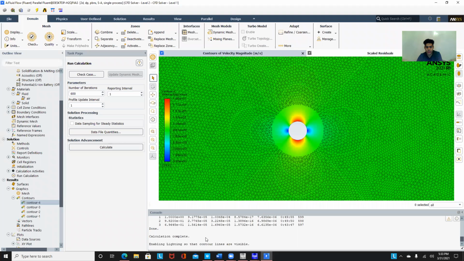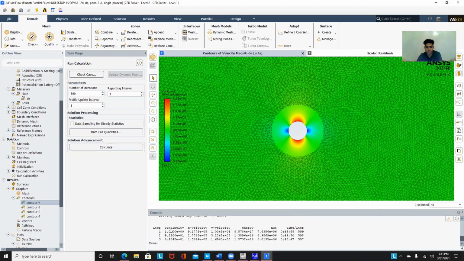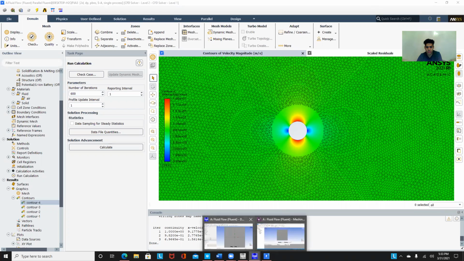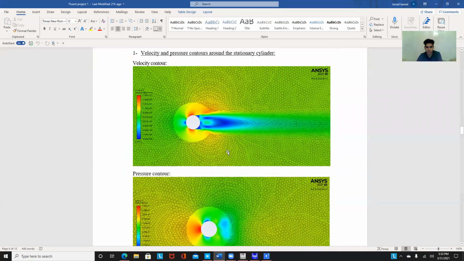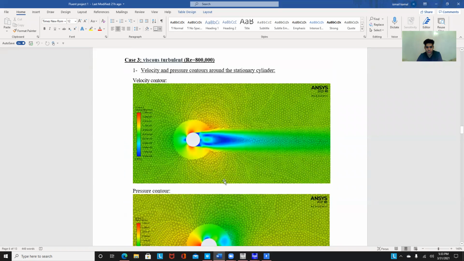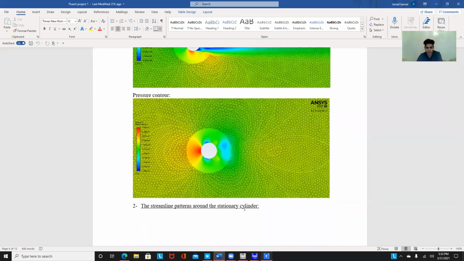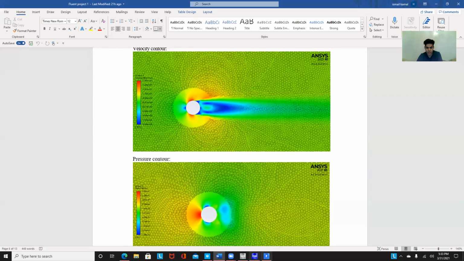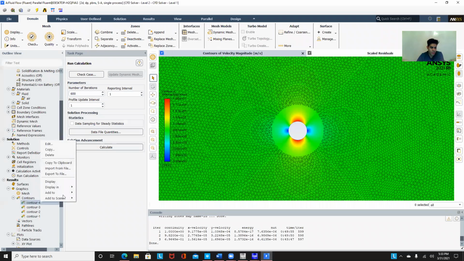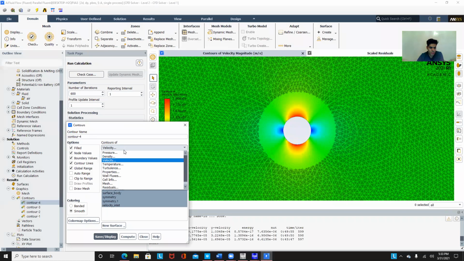So I didn't run the calculation over here. That's why it's not showing the same contour. But this is how the contour should look for my viscous turbulent flow, right? This is my velocity. This is my pressure contour. I'm also going to be showing my pressure contour.